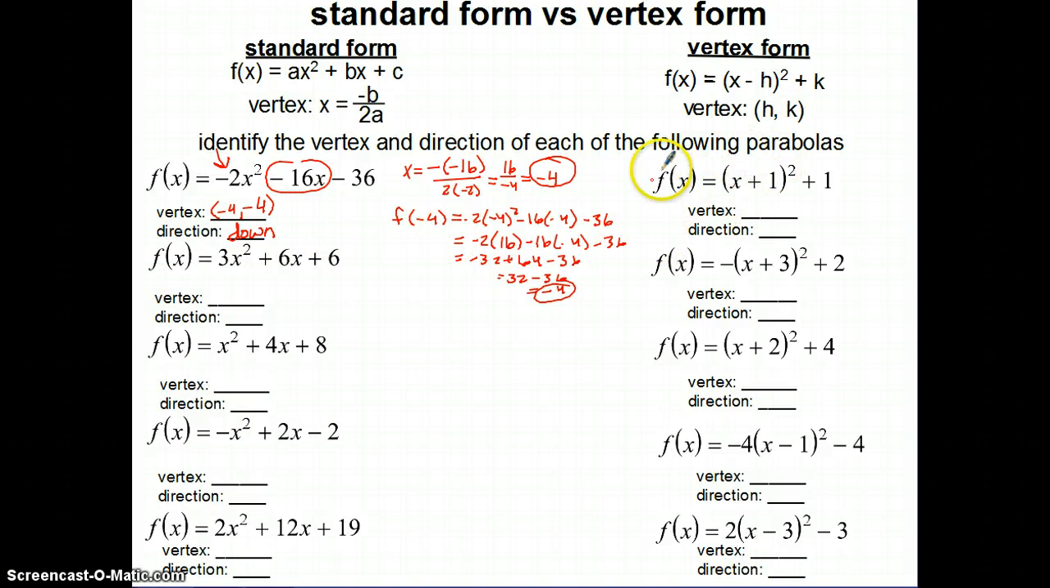To the left, this is already in vertex form. Your x value is the opposite of whatever is being added to x. If there's nothing inside the parentheses with x, then your x value is just 0. But here, since I have a plus 1, my vertex has an x value of negative 1, and this y value is the value added onto the end, so a positive 1. Looking at the leading coefficient, or the very first value in your equation, there is a 1 in front of the x. It is a positive 1, so the direction of this parabola is up.